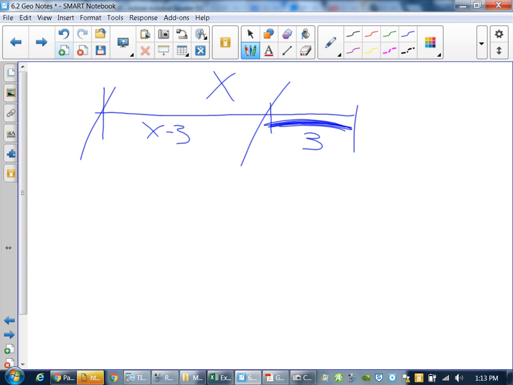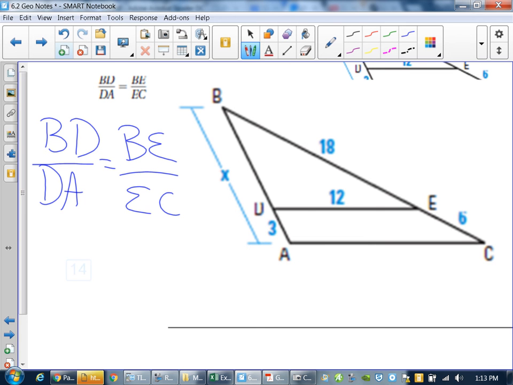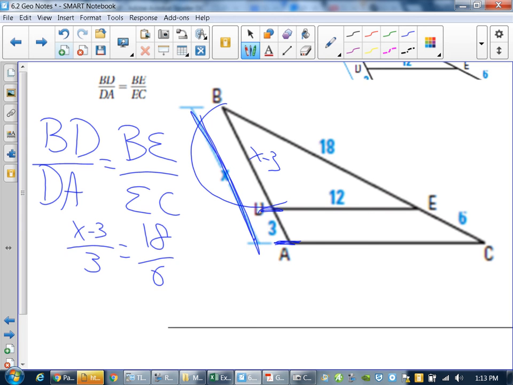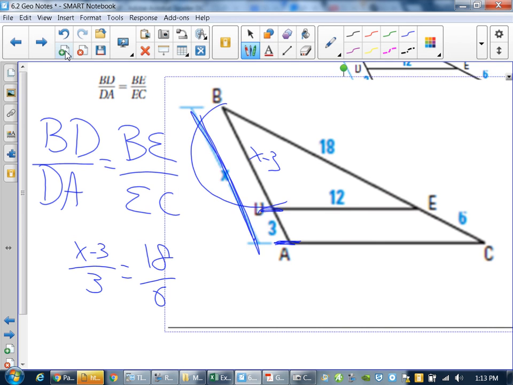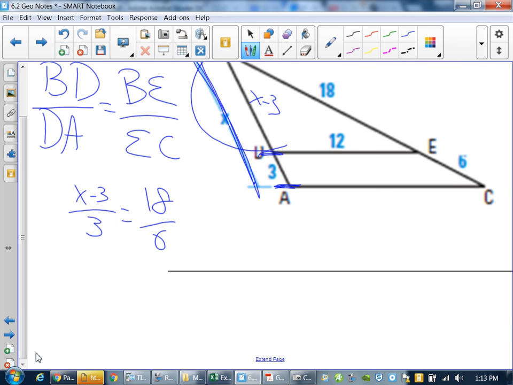Okay? So if you go back, BD, well, if the whole thing is X, this chunk from here to here is 3, what's left for here? That's all it is. And BE was 18 over 6.